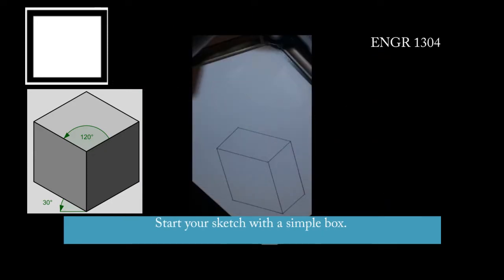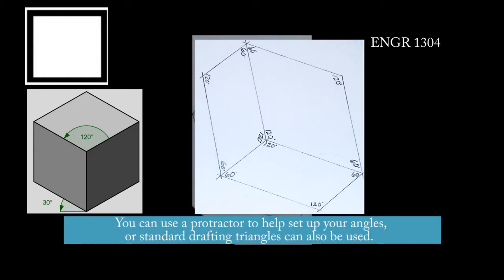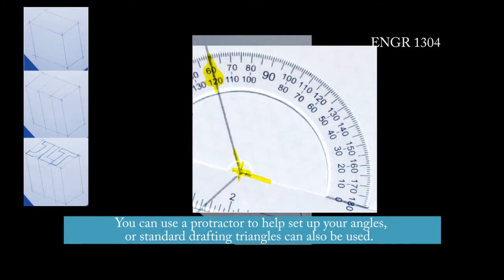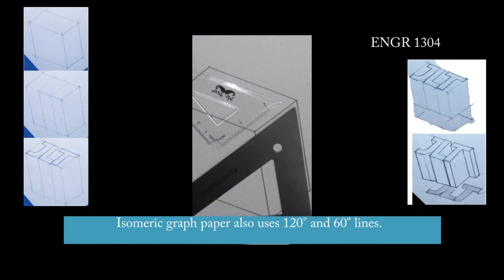Start your sketch with a simple box. Standard views often use 60-degree and 120-degree angles for the cubes. You can use a protractor to help set up your angles, or standard drafting triangles can also be used. Isometric graph paper also uses 120 and 60-degree lines.